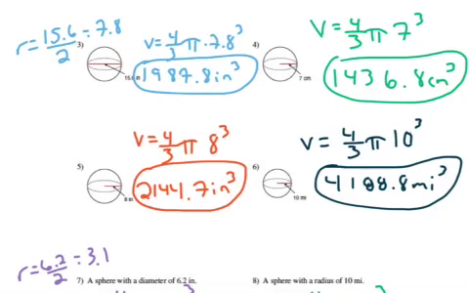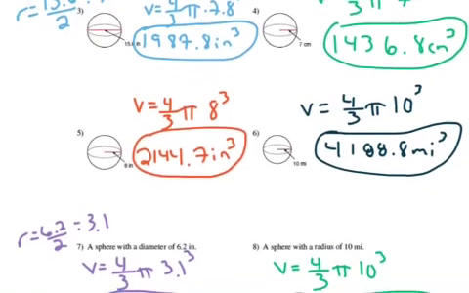Alright, so let's start checking your work. For this problem, I was given my diameter, so I had to cut it in half to find my radius. Once I have my radius, I just plug it in: 4/3 times pi times my radius to the third power, which would give me 1,987.8 cubic inches. 4/3 times pi times my radius, which was 7 to the third power, would give me 1,436.8 cubic centimeters.